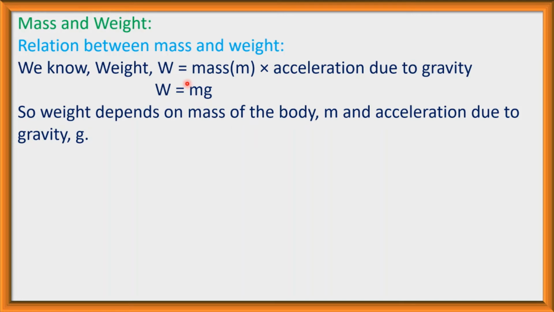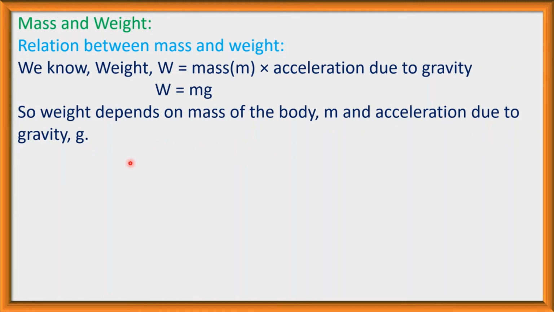But for a fixed body, m is constant. M is always constant. The mass of the body does not depend on location, place or any other thing. Therefore, everywhere mass is constant. Suppose a ball is made of 6 kilogram iron. If we take it to the moon or any other planet, it will remain 6 kilogram and its mass will not change. If we take it from Dhaka to London or to any other country, its mass will remain the same. So mass is constant for a fixed body.